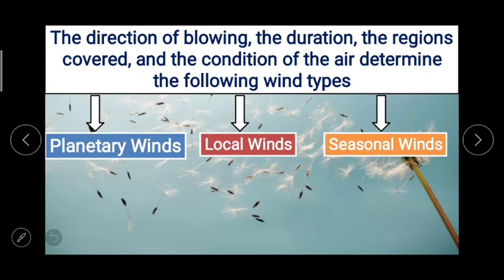And the direction of blowing, the duration, the regions covered and the condition of the air determine the following wind types. The direction of blowing, which direction it is going, the duration, for how much time, the regions covered and the condition of the air determine these three types of winds, that is the planetary winds, local winds and seasonal winds. So we'll now go into the seasonal winds, local winds and planetary winds.